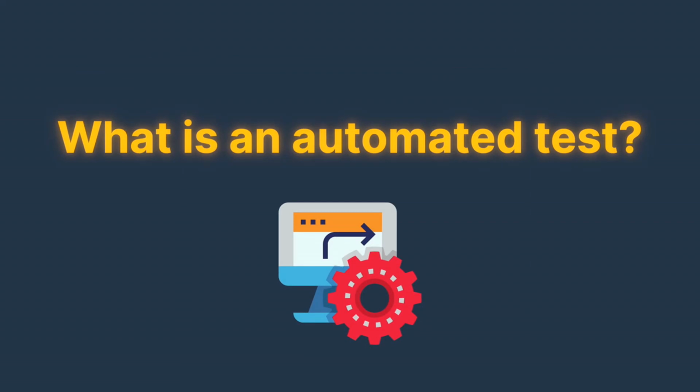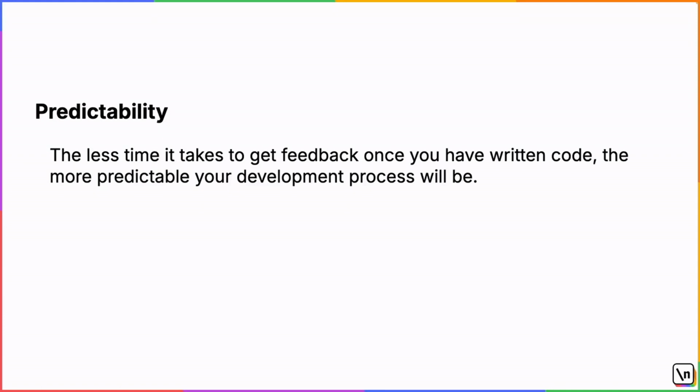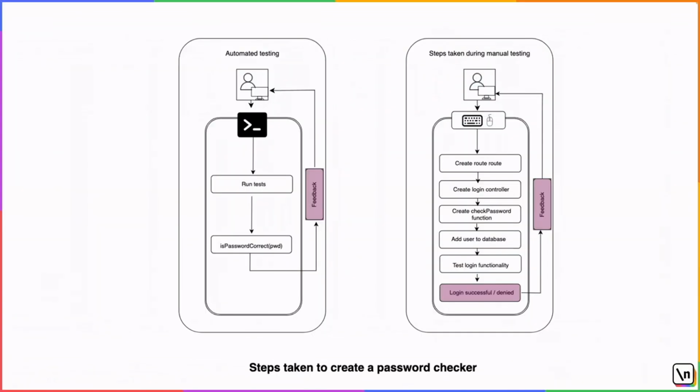In this lesson, let's define what an automated test is and also discuss the importance of automated testing and why it should be a fundamental part of your development process. The less time it takes to get feedback once you have written code, the more predictable your development process will be. For example, to create a check password function in an authentication flow, a developer who is manually testing the application will have to first create a route, then create a login controller, which then calls the check password function.